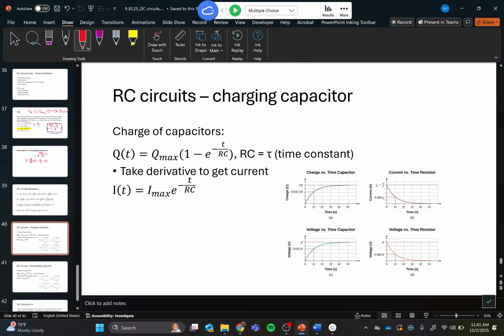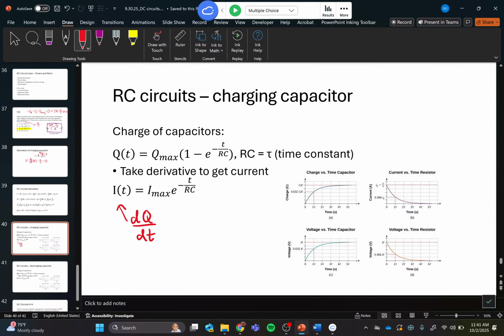Q equals Q max times 1 minus e to the negative t over RC. If you want the current, take the derivative of it. Remember, current is defined as dq/dt. Just take the derivative with respect to time to get the current equation.